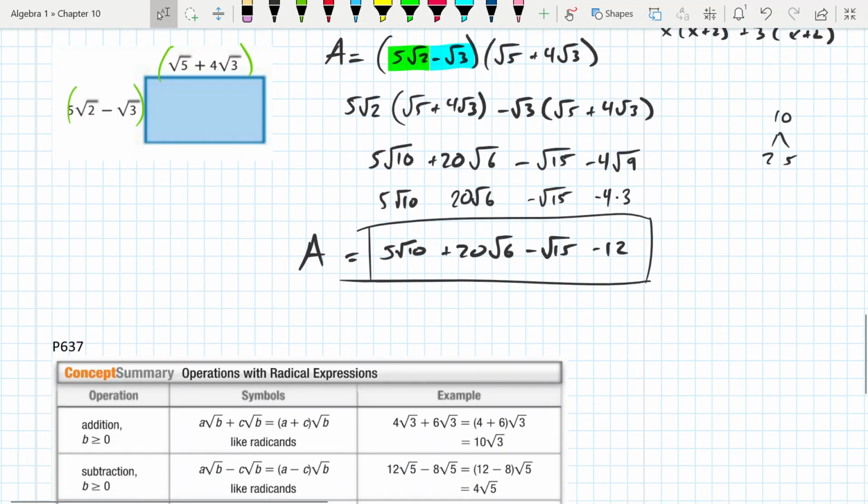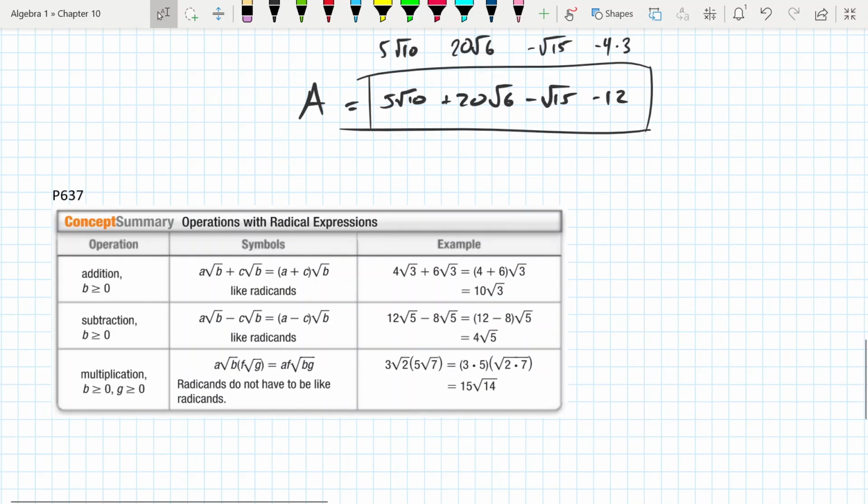If you want a shortcut to everything we just talked about there, page 637 has a nice little concept summary box that you can see here. It's just a good little quick reference to everything. So that's the end of the section.